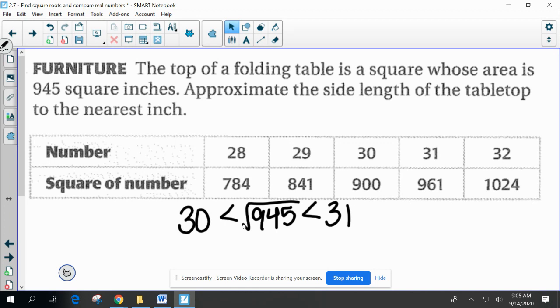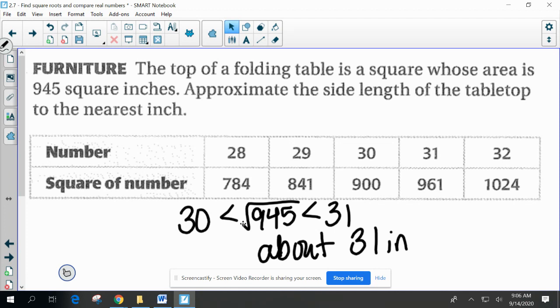Now, if we don't use a calculator, what does it lie closest to, 900 or 961? 961, right? So that tells me that it's going to be above 30.5, probably very close to 31. So if we really had to estimate this, we could say about 31 inches. If you had to give a rough estimation and didn't have a calculator, you know it's going to be closer to 31. So I would estimate it about 31.